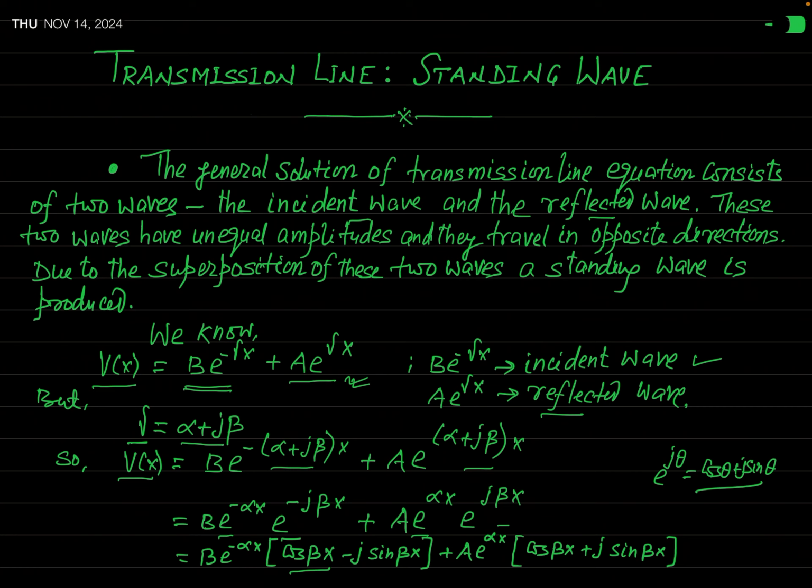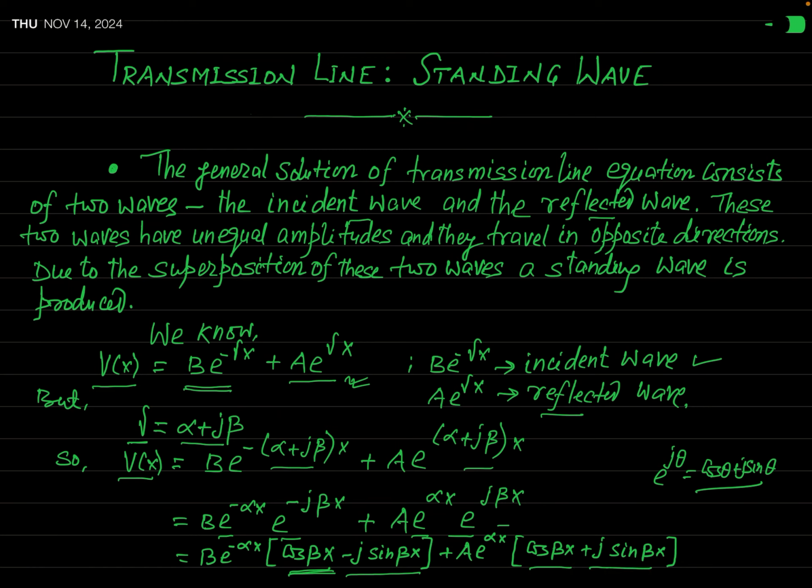But cos minus theta is equal to cos theta. So cos minus beta x will be equal to cos beta x. But sin minus beta x will be equal to minus sin beta x. So instead of e to the power minus j beta x, you may write cos beta x minus j times sin beta x. And in a similar manner, instead of this e to the power j beta x, which is actually the phase factor of the wave, we can write cos beta x plus j sin beta x.